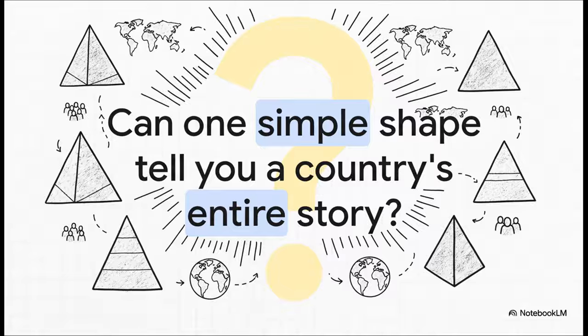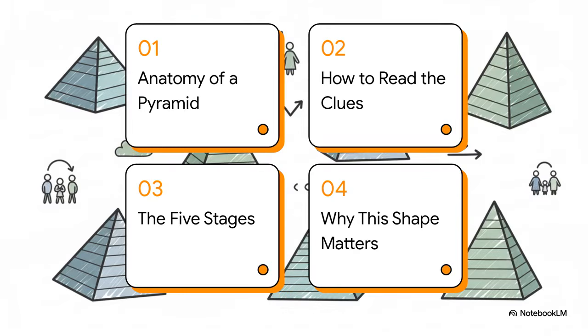Well, the answer is a huge yes. And by the end of this, you'll be able to look at one of these shapes and see the story of a nation unfold. So, how are we going to do it? Here's our game plan. First, we're going to get the basics down, the anatomy of a pyramid. Then, the fun part, we'll learn how to read the hidden clues in its shape. After that, we'll see how these shapes change over time through 5 distinct stages of a country's life. And finally, we'll talk about why this all really matters.